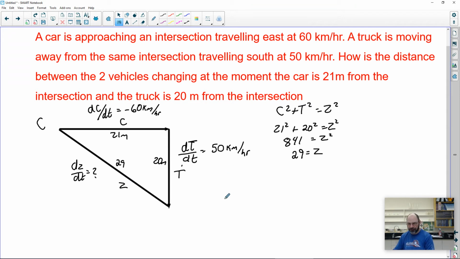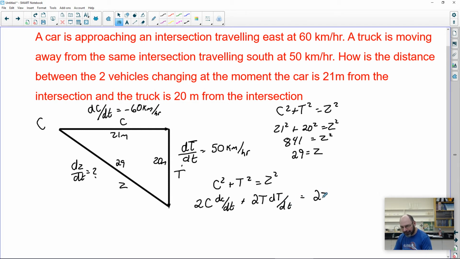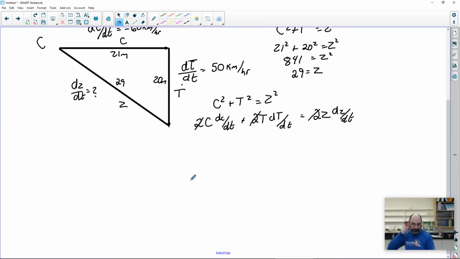So now we're going to use the equation to calculate this. We know that c squared plus t squared equals z squared. So this would be 2c dc/dt plus 2t dt/dt equals 2z dz/dt. Now we can cancel out those 2's, because they're on both sides. So that means we're left with our equation.